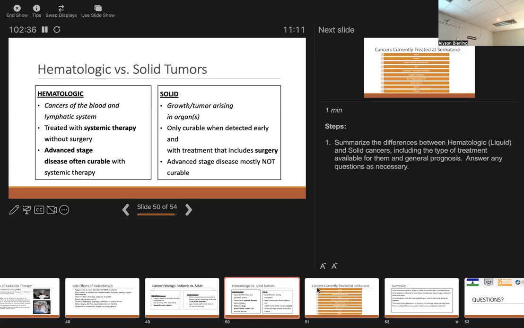And then if we compare that to solid tumors, this is a growth or a tumor that arises from an organ. So this would be a breast cancer, a lung cancer. And these are only curable when detected early, and treatment usually includes surgery. So we need to remove that tumor or that growth in order to achieve cure, typically for solid tumors. And then again, advanced stage solid tumors are mostly not curable. Okay.